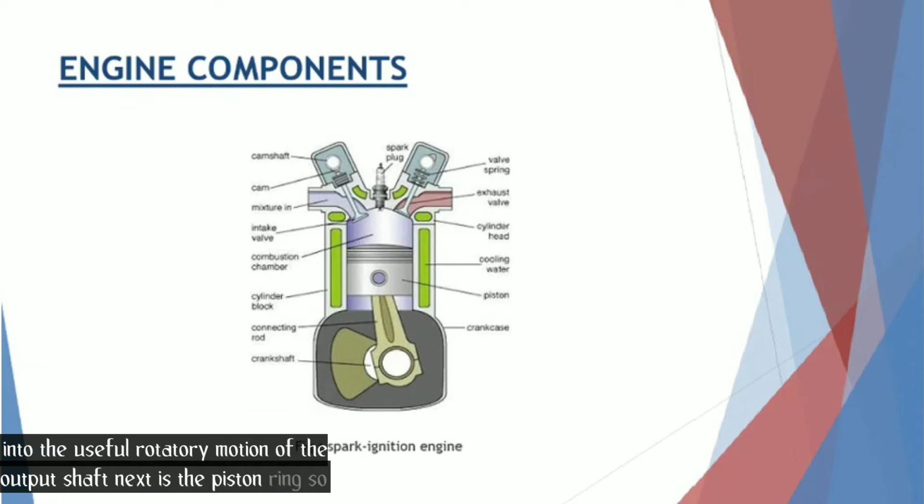Next is the piston ring. So this particular part is a piston ring. The piston rings fitted into the slots around the piston provide a tight seal between the piston and the cylinder wall, thus preventing leakage of the combustion gases.